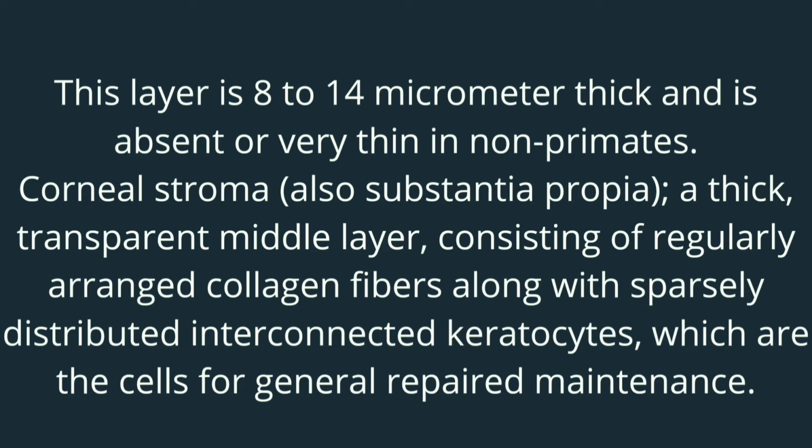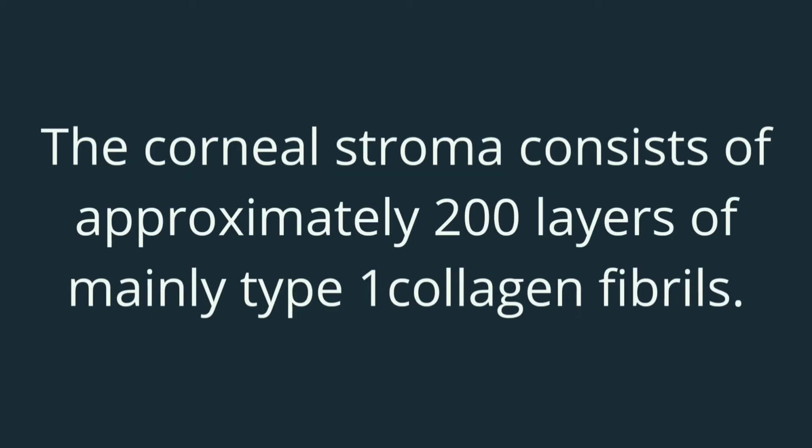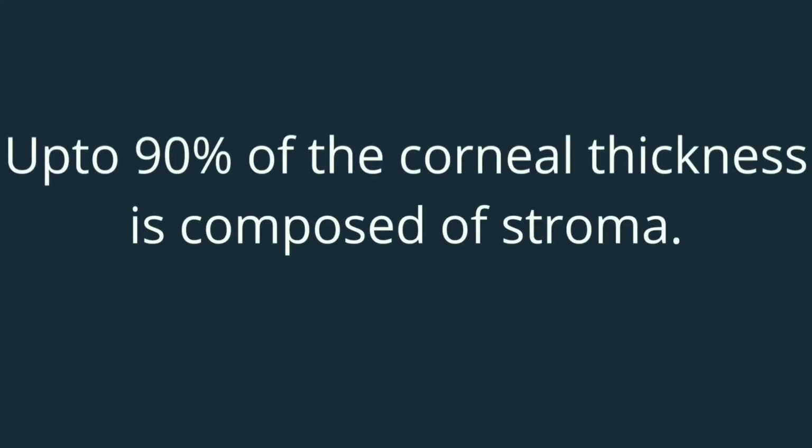Corneal stroma, also substantia propria, a thick transparent middle layer consisting of regularly arranged collagen fibers along with sparsely distributed interconnected keratocytes, which are the cells for general repair and maintenance. They are parallel and are superimposed like book pages. The corneal stroma consists of approximately 200 layers of mainly type 1 collagen fibrils. Up to 90% of the corneal thickness is composed of stroma.